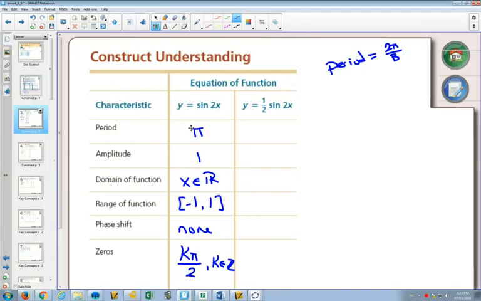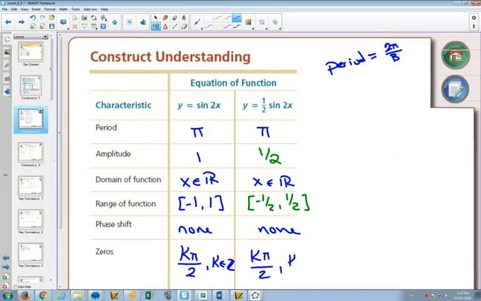For the second one, the only thing different now is we're adding 1/2 in front. That's going to squish things vertically, compress it by a factor of 1/2. What that's going to change is our amplitude is now going to be 1/2, and our range is now going to be -1/2 to 1/2. What's not going to change is the period is still going to be pi like it was before. The domain is still going to be everything. There's still no phase shift. And squishing it vertically will not change the fact that our zeros are still k pi over 2.